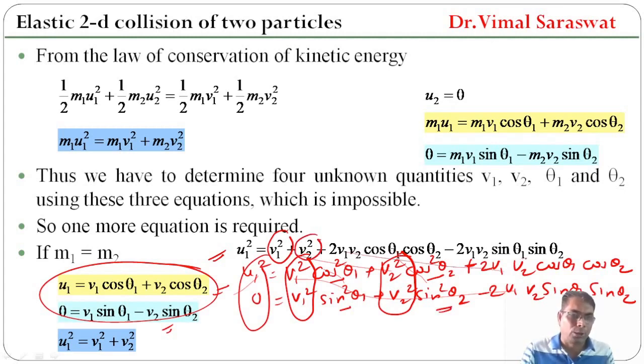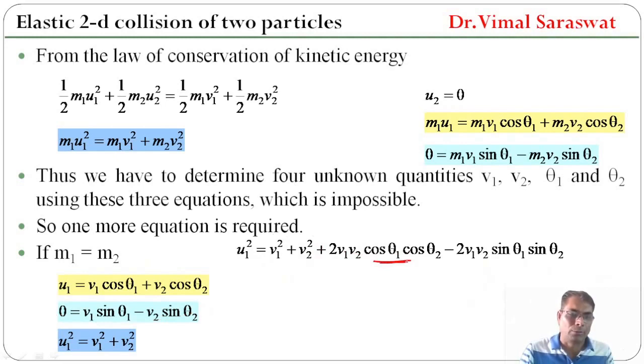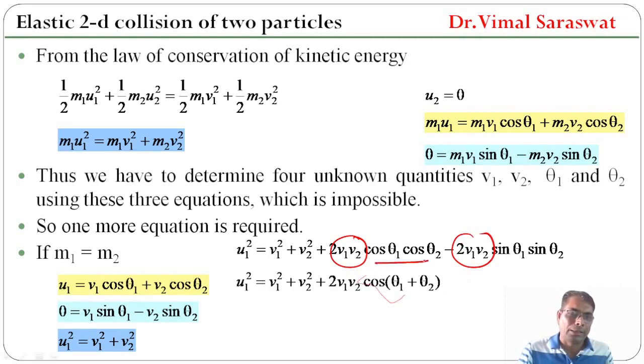Now we take twice v1 v2 common in these two factors. So in bracket cos theta 1 cos theta 2 minus sin theta 1 sin theta 2. So here we just write twice v1 v2 cos theta 1 cos theta 2 minus twice v1 v2 sin theta 1 sin theta 2. Now we take common twice v1 v2 here. So in bracket cos theta 1 cos theta 2 minus sin theta 1 sin theta 2, and this will be formula of cos theta 1 plus theta 2. So u1 square equal to v1 square plus v2 square plus twice v1 v2 cos theta 1 plus theta 2.